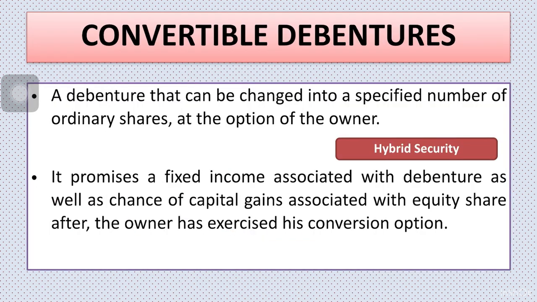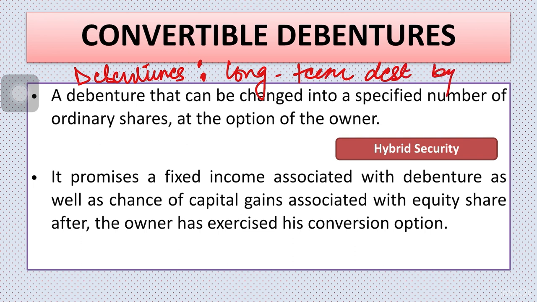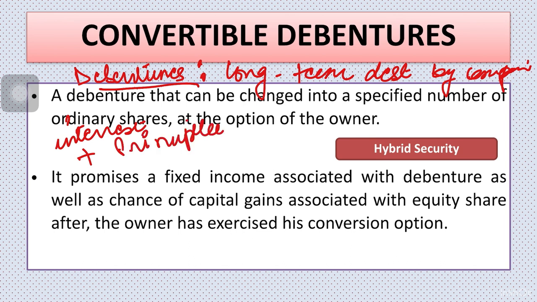First of all, what are convertible debentures? I hope you understand the meaning of debentures. What are debentures basically? These are long-term debt instruments issued by companies to the general public, right? So if any company issues a debenture, that is a long-term loan only. It has to pay the interest, as well as the principal amount after the stipulated period of time.